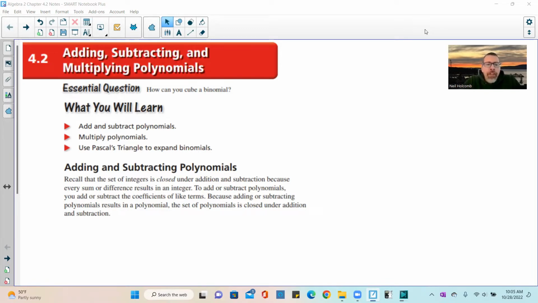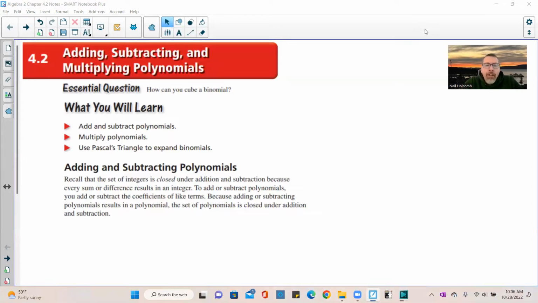Recall that the set of integers is closed under addition and subtraction because every sum or difference results in an integer. So when a set of numbers is closed, it just means that when you perform an operation on a set of numbers, the result is also in that set. So if you add an integer to another integer, you get an integer. So therefore, the set of integers is closed under addition, and it's also closed under subtraction.